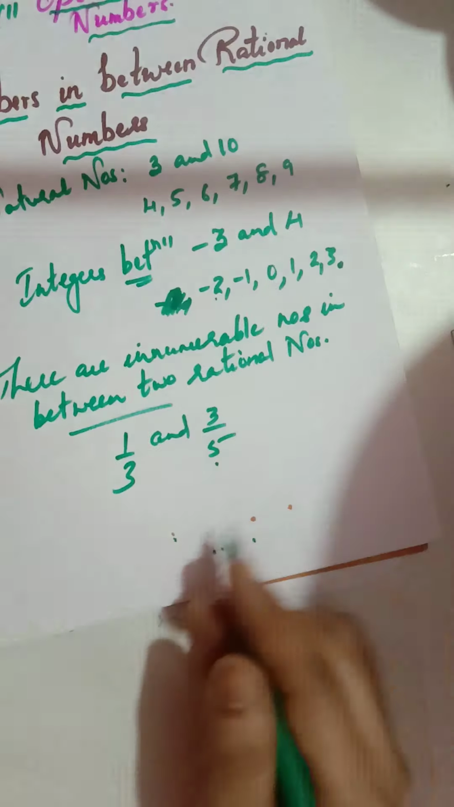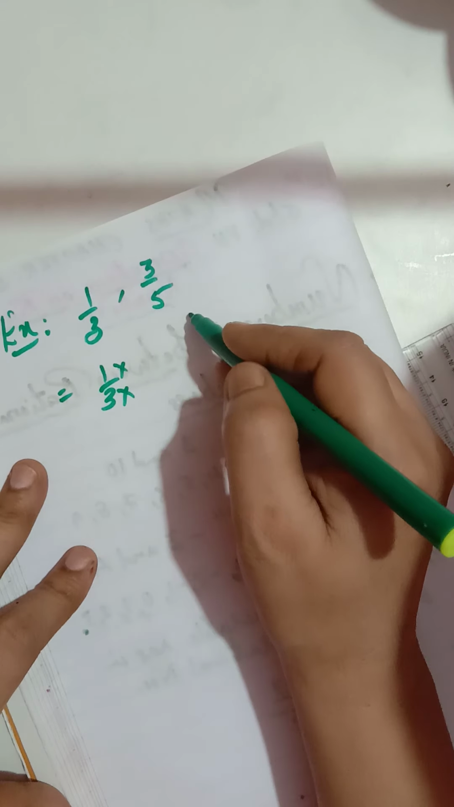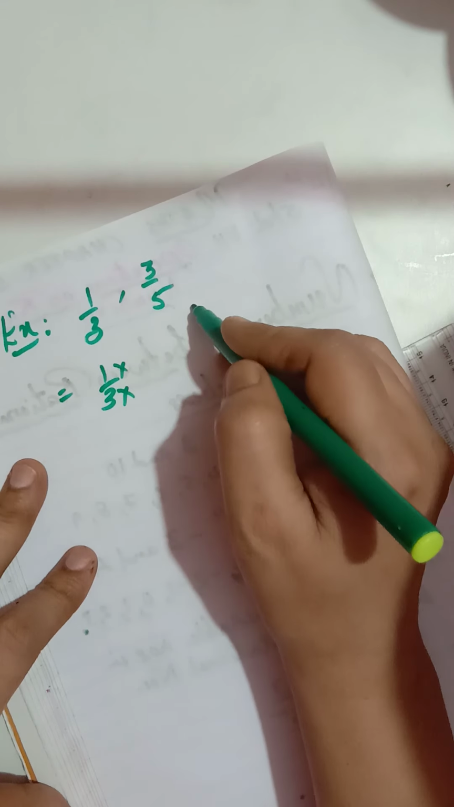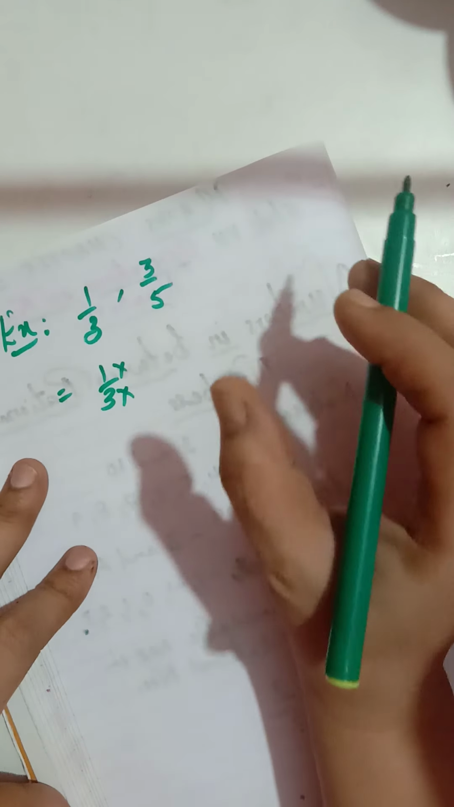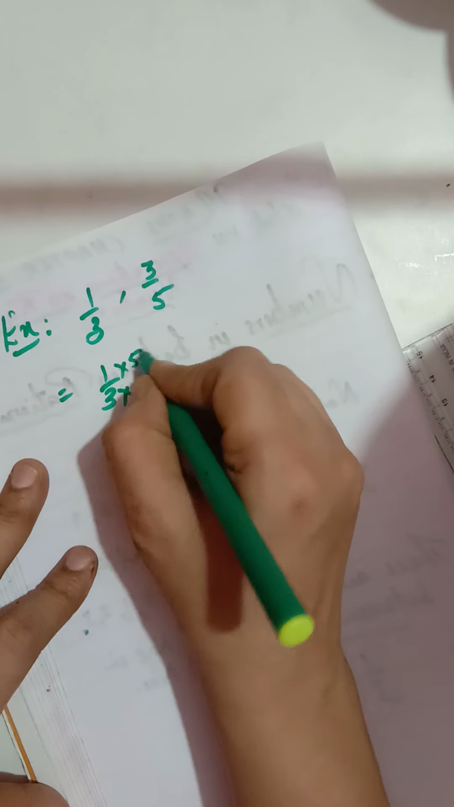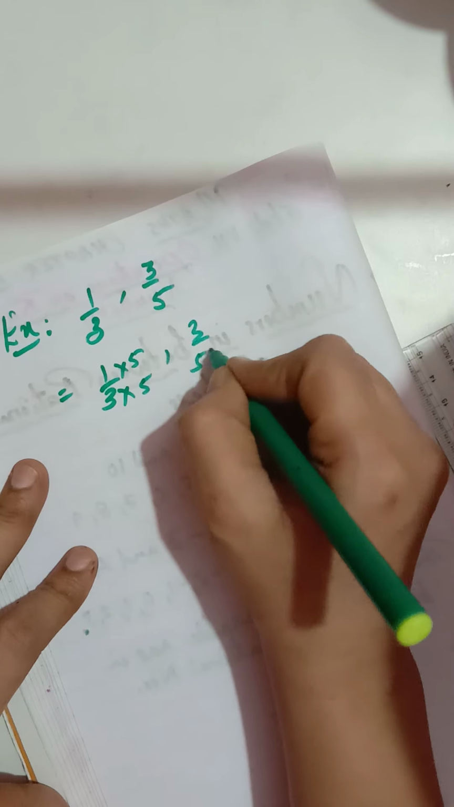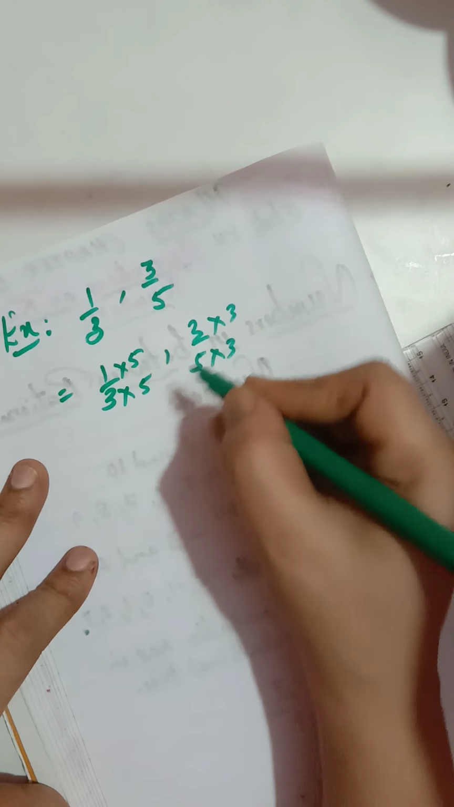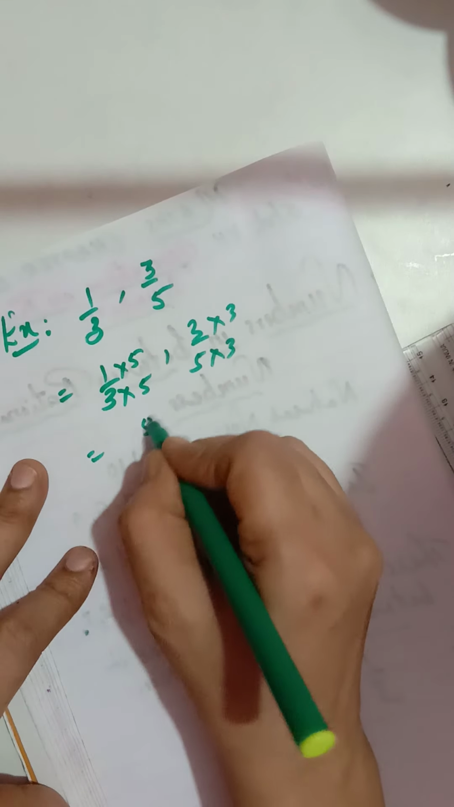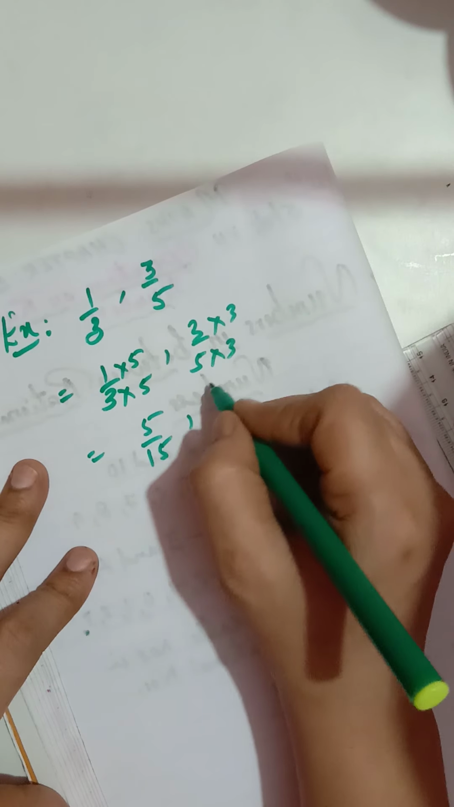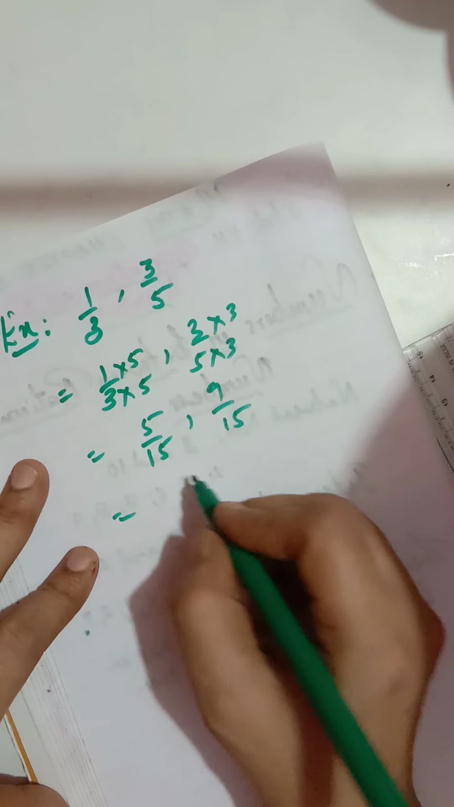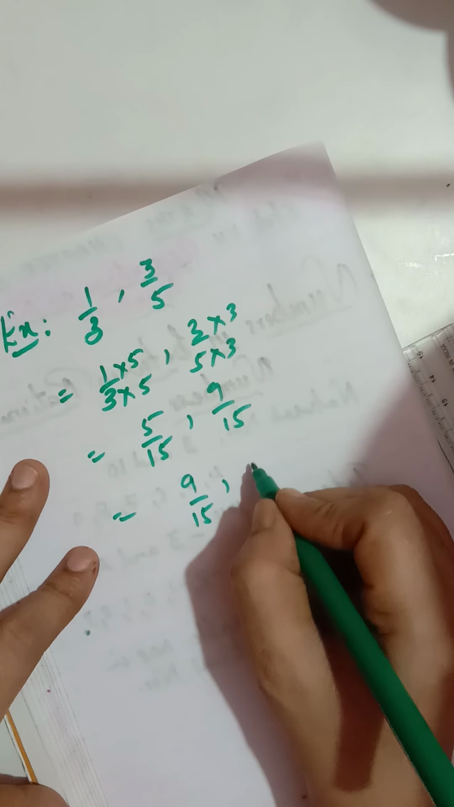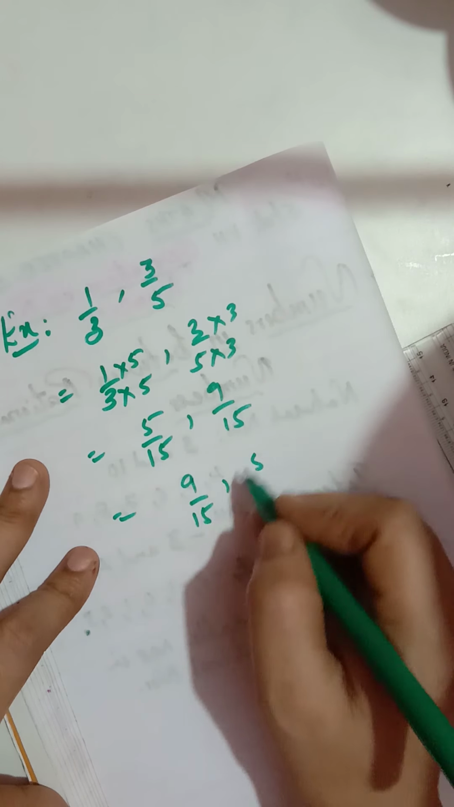See children, whenever fractions are there and the denominators are different, you are first going to make the denominators equal by cross multiplication. So you will multiply 1/3 by 5, and the second fraction we multiply by 3. This becomes 5/15, and this becomes 3 5s are 15, 3 3s are 9, 9/15. We can write the smaller number first, that is 5/15, and 9/15.